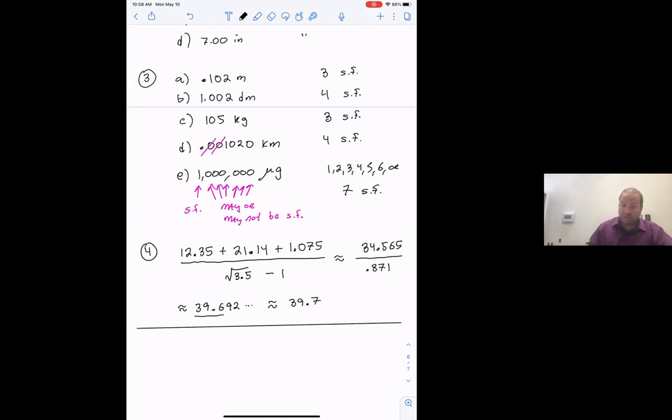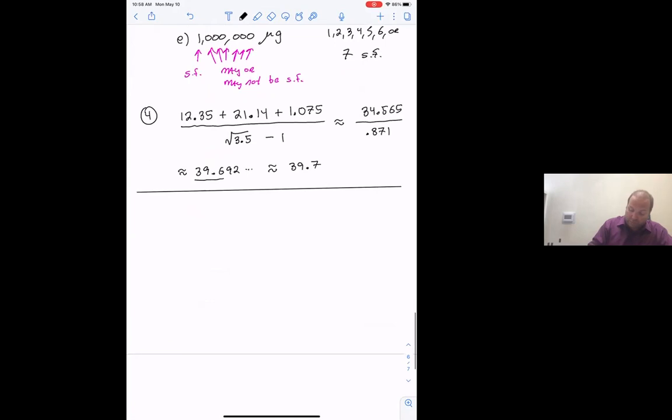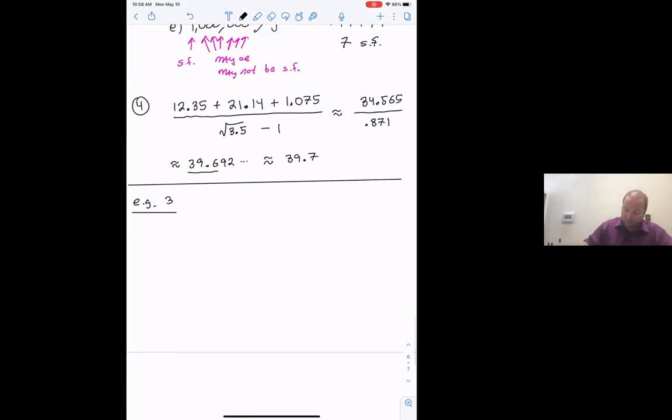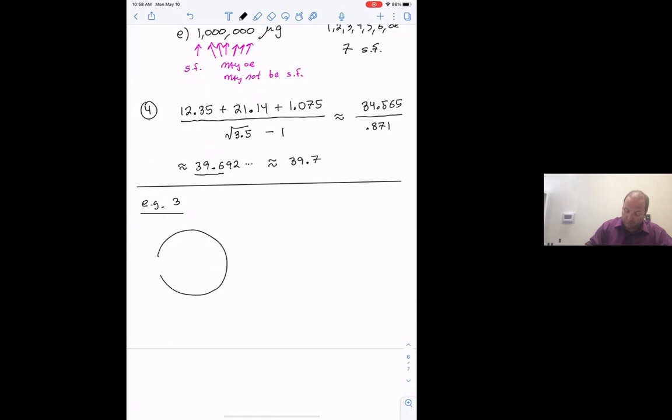Still in section 1.2, we now have example number 3. And example number 3 says as follows. A circle. So even before I read any more, I draw a circle. I might need it, I might not, but I want to have it there. A circle has a radius of 12.4 centimeters. So the radius of the circle is 12.4 centimeters.